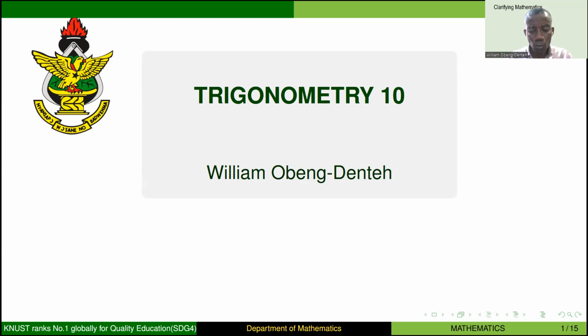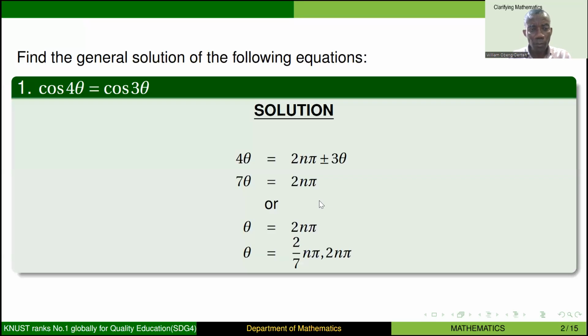Right away, we want to move on to the first question. Very important, and that is what we'll be dealing with. First question: find the general solution of the following equations. You have cos 4 theta equals cos 3 theta. Remember that anytime I want to find the general solution for cos, that will be theta equals 2n pi plus or minus the angle under discussion. This one we are dealing with cos equals cos, so it becomes 4 theta equals 2n pi plus or minus our 3 theta over here.